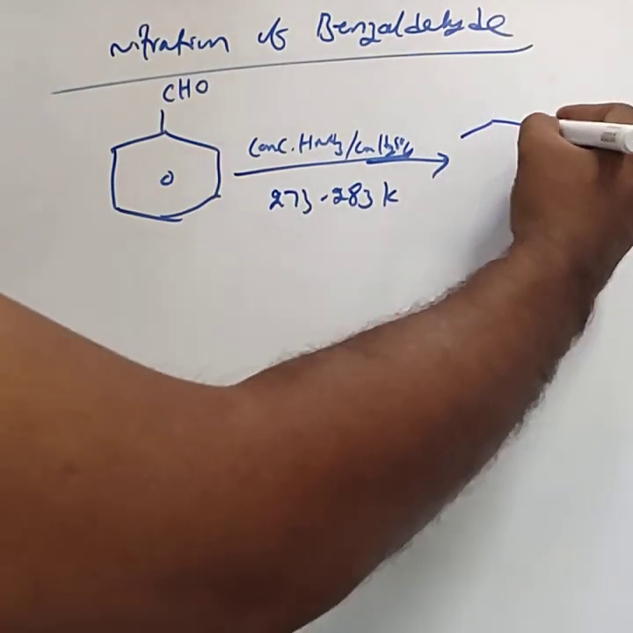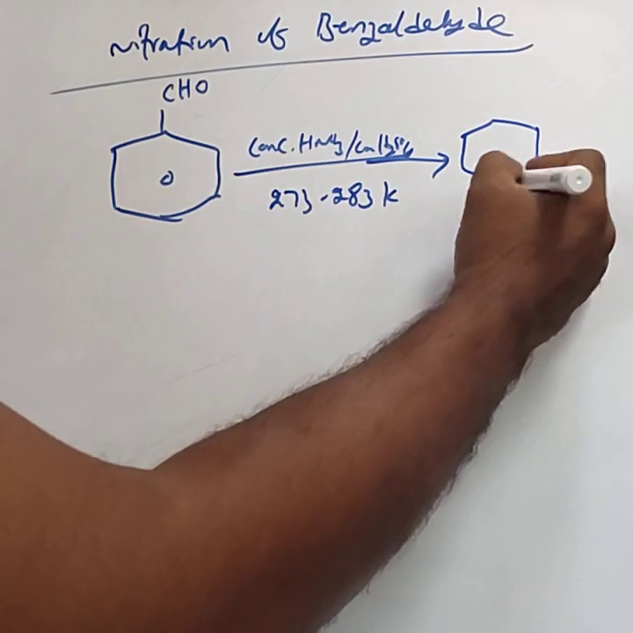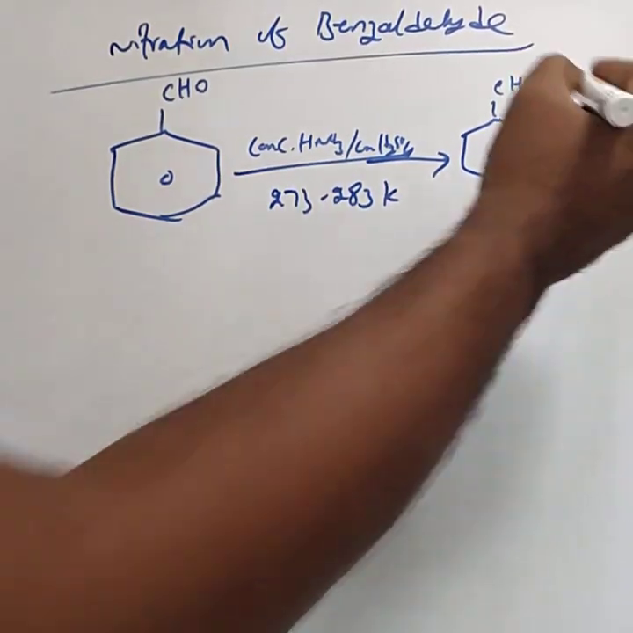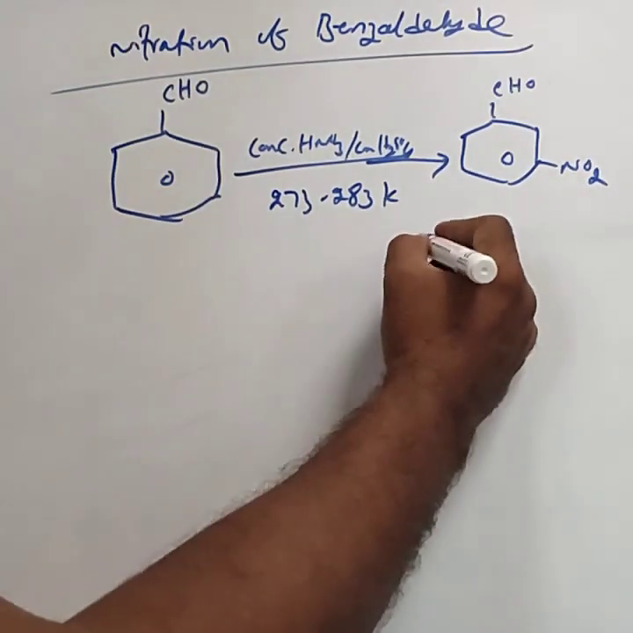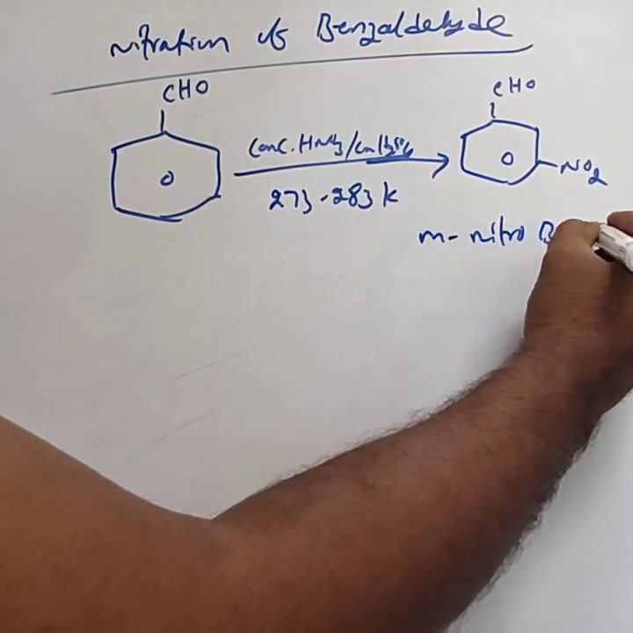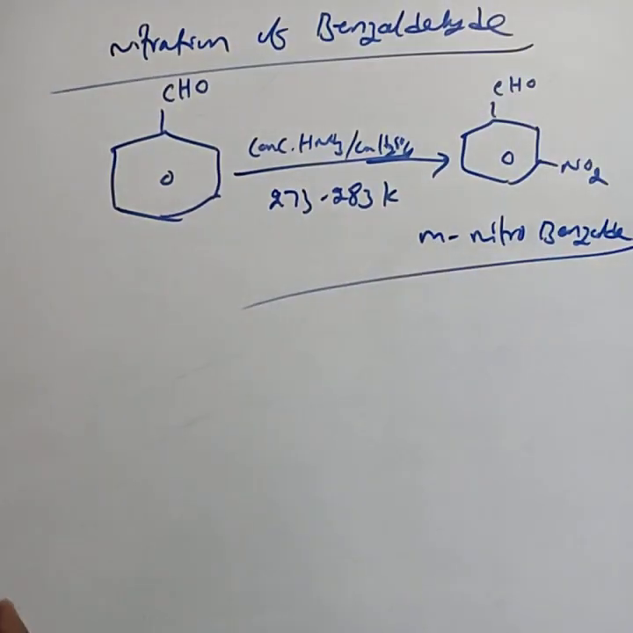CHO is meta orienting, hence we write only one product, that is CHO at the meta position with NO2. This is called meta nitrobenzaldehyde. Meta nitrobenzaldehyde is the most important one, because the majority of students write ortho and para, but benzaldehyde is a meta derivative, hence it gives meta nitrobenzaldehyde. This is about the nitration of benzaldehyde.